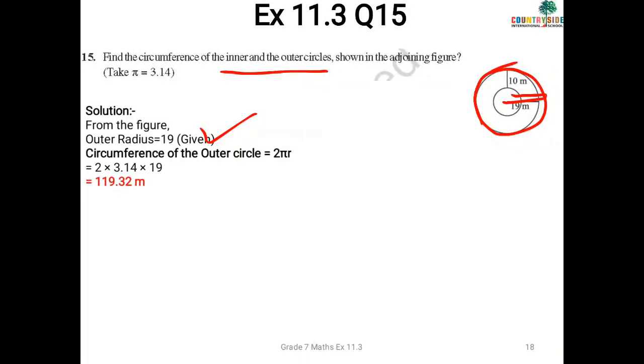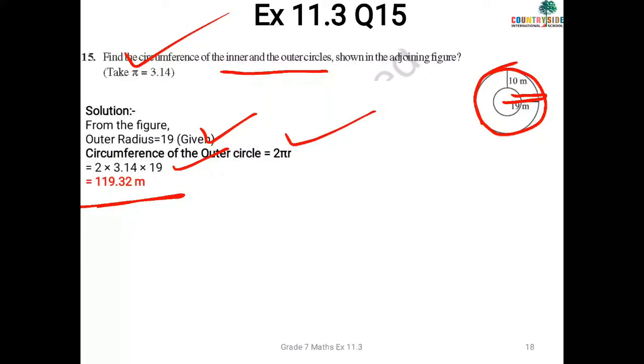Now we know that we have to find the circumference, so we know the formula. Circumference is 2 pi r, so 2 into 3.14 into 19, and that is 119.32 meter. So the circumference of the outer circle is 119.32 meter.